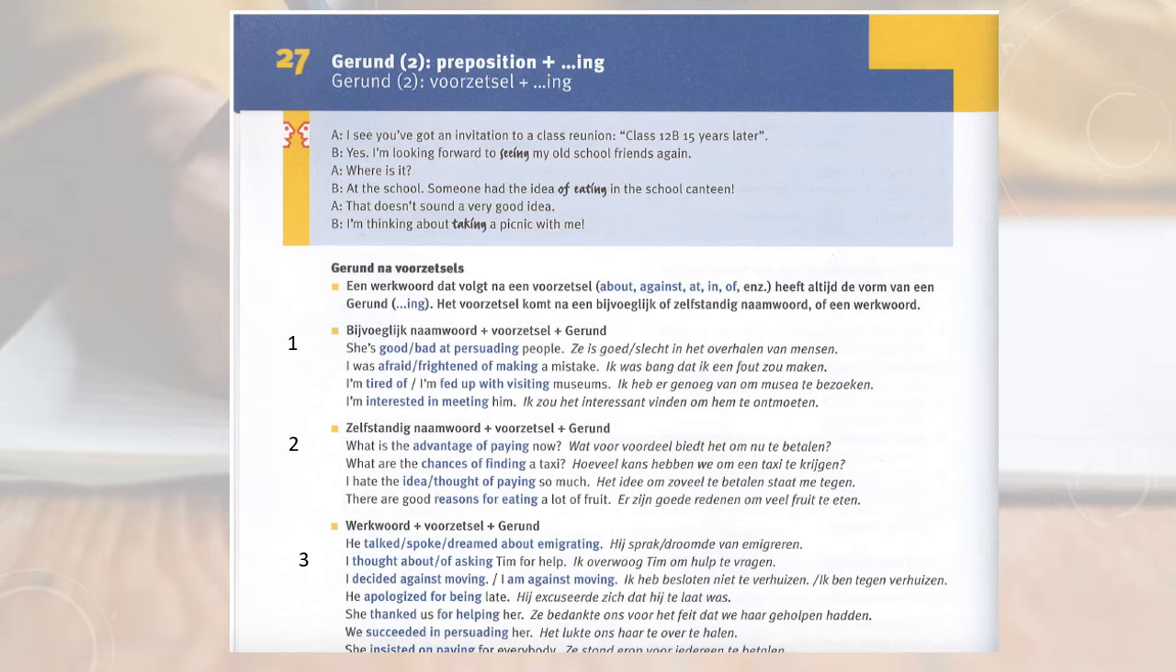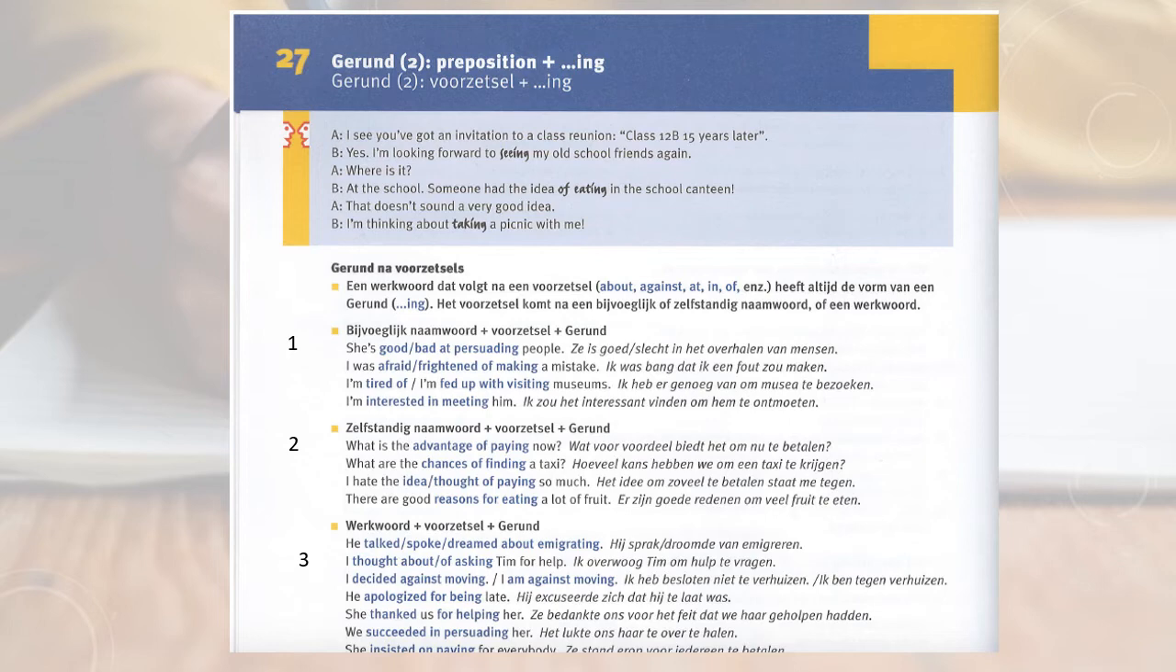Now we will look at the different contexts in which a preposition can be placed. So if you take a look at number 1, a preposition can be accompanied by an adjective, een bijvoeglijk naamwoord. So for example, good, afraid, tired, interested. And then a preposition follows. So for example, good at, afraid of, tired of, I'm interested in, okay? So after these constructions, a gerund follows.